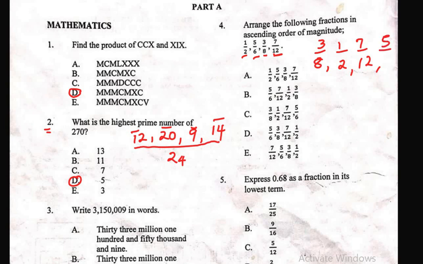You write it here. Now I'm done. You look at the options. Among the options, which one has 3 out of 8 first? That's option C. 3 out of 8, 1 over 2, 7 over 12, 5 over 6. This is correct.